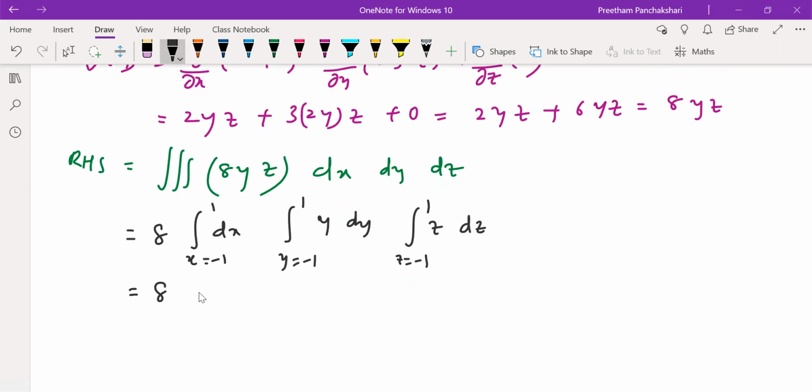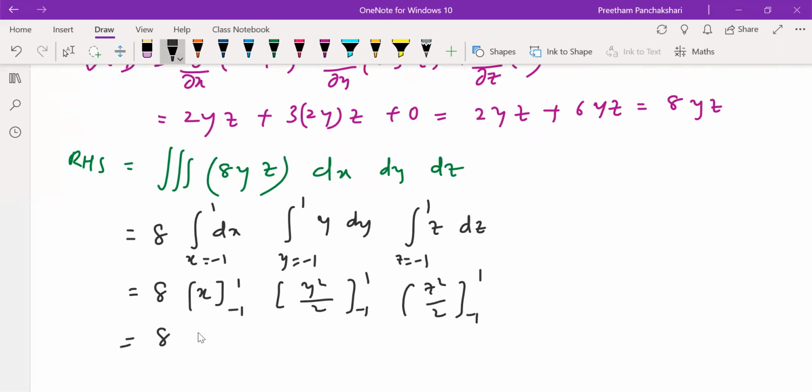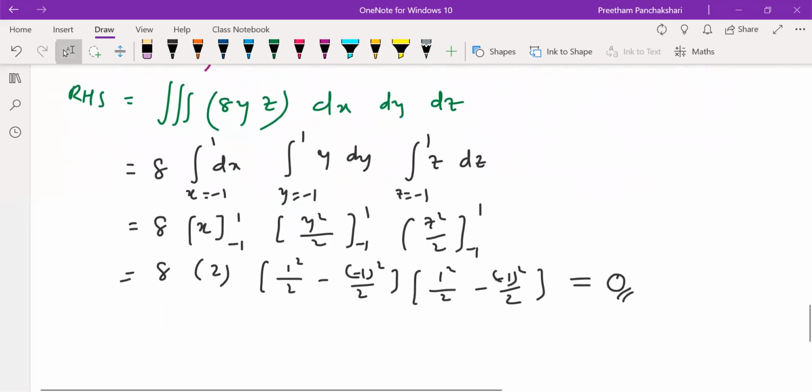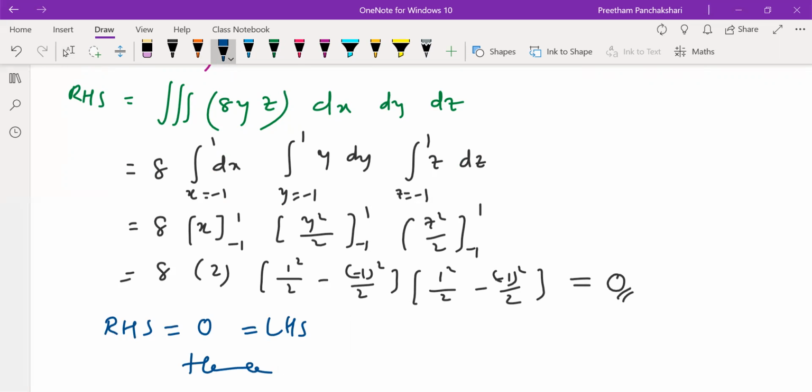Triple integration 8. This is x, -1 to +1. Y is y square by 2, -1 to +1. Z square by 2, -1 to +1. 8, this is going to be 2 because the upper limit 1 minus of -1 is 2. And in this case, we'll get 0 because it's going to be 1 square by 2 minus 1 square by 2, which will make it 0. Z also 1 square by 2 minus 1 square by 2. This gives us 0. So the left hand side and right hand side are equal. The right hand side, which has a value of 0, is also equal to the left hand side. Hence the theorem. So we have proved the Gauss divergence theorem.